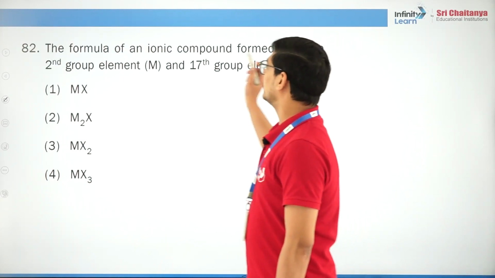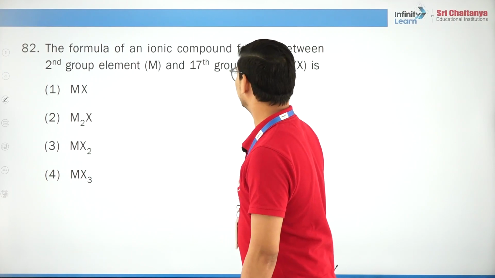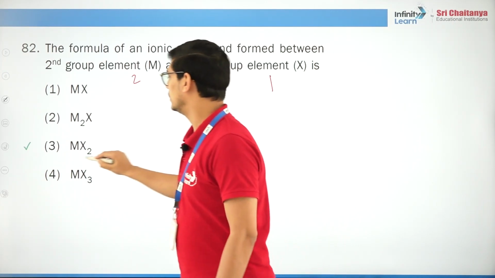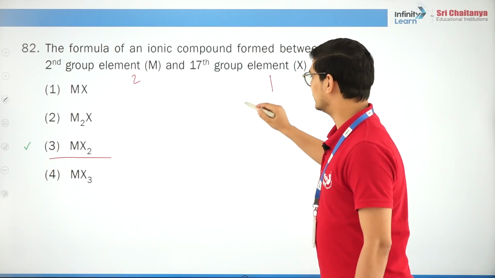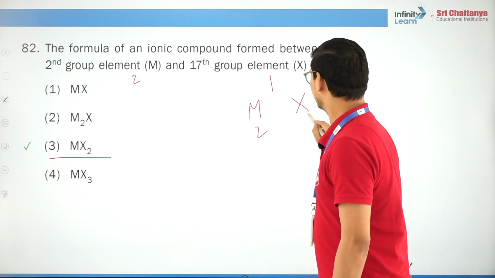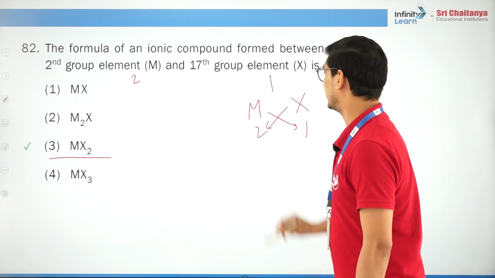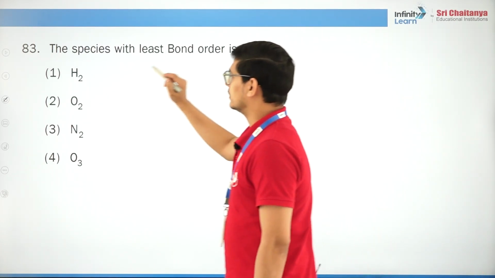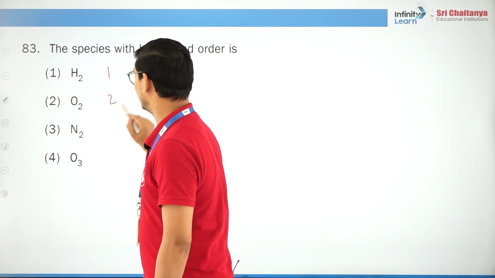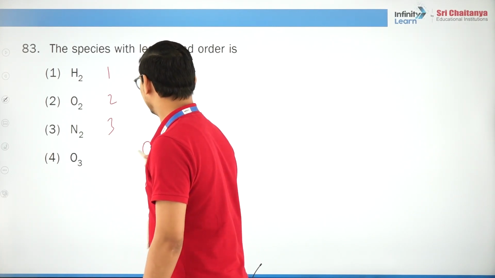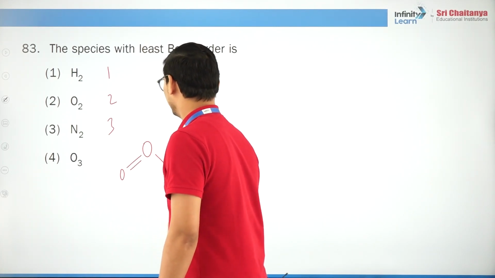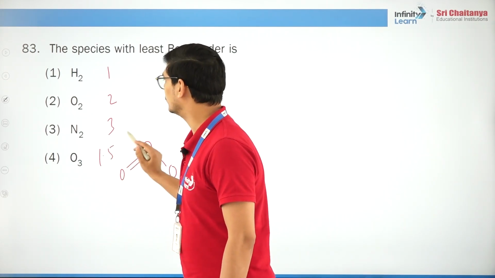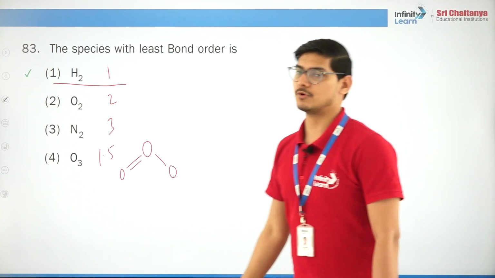Formula of an ionic compound formed between second group element and 17th. Okay, it will lose 2 electrons, it gains 1 electron, so we cross multiply the valency, right? Like this, so MX2, clear? Least bond order. There is a single bond, there is a double bond, there is a triple bond, and in case of ozone, because there is resonance, so we average out the bond parameters, it is 1.5. The correct answer is 1, least bond order, clear?